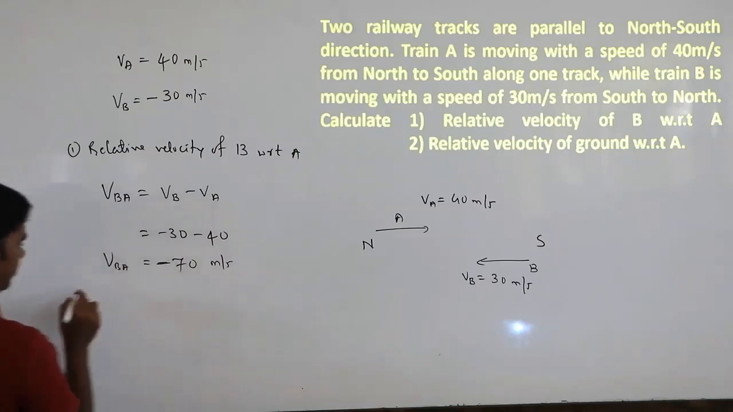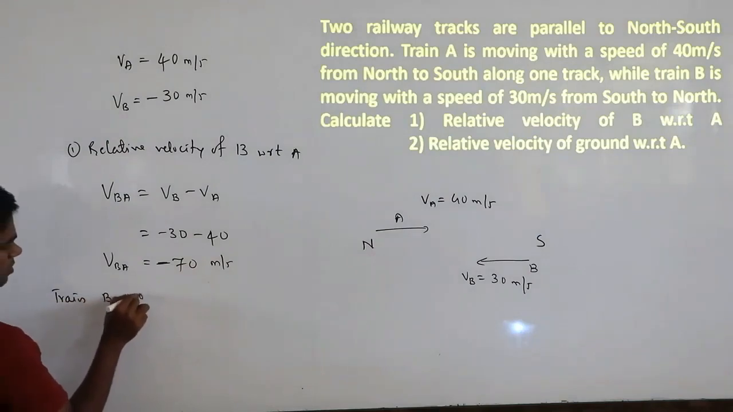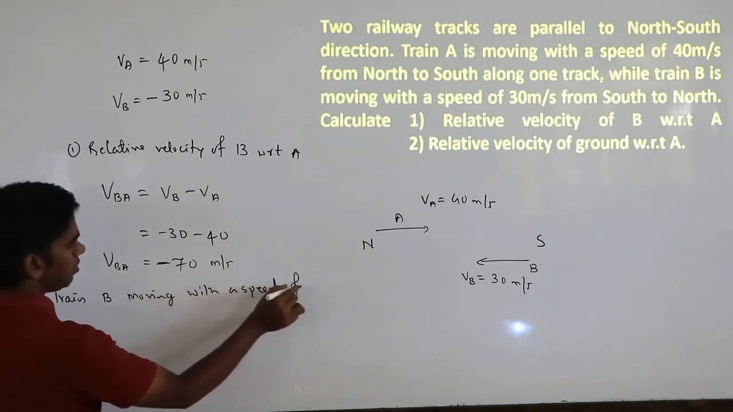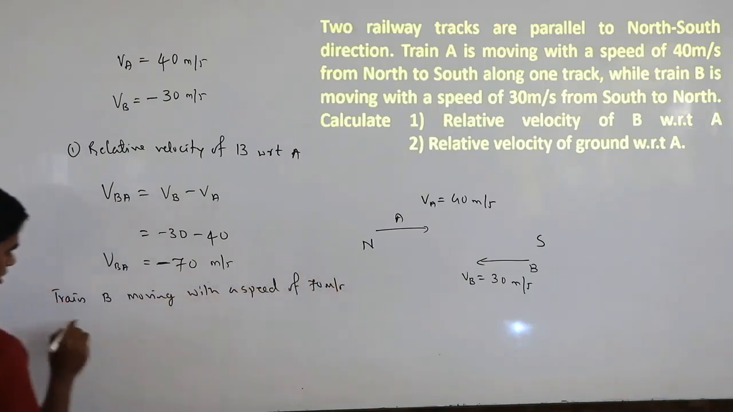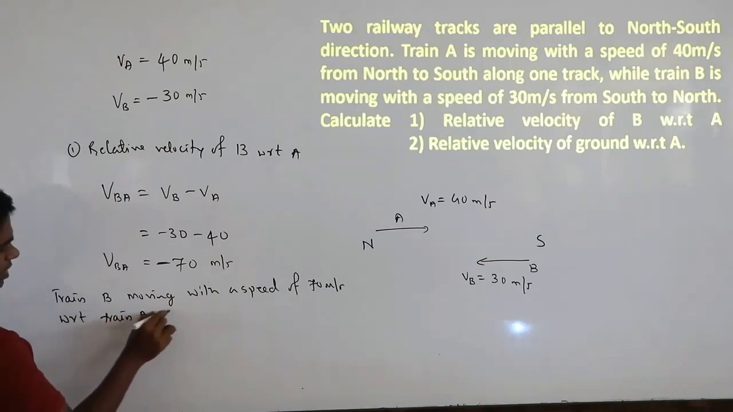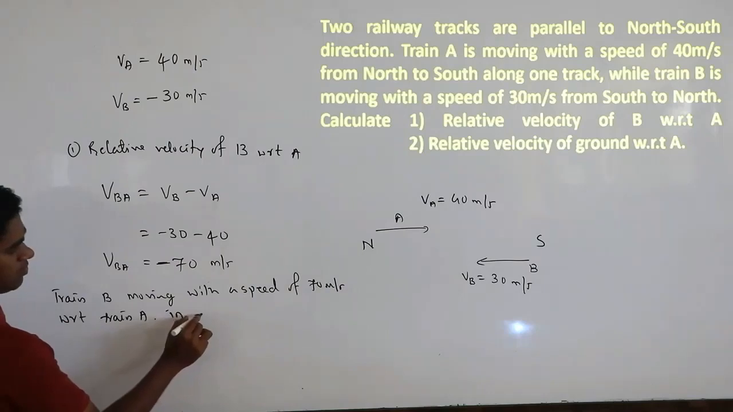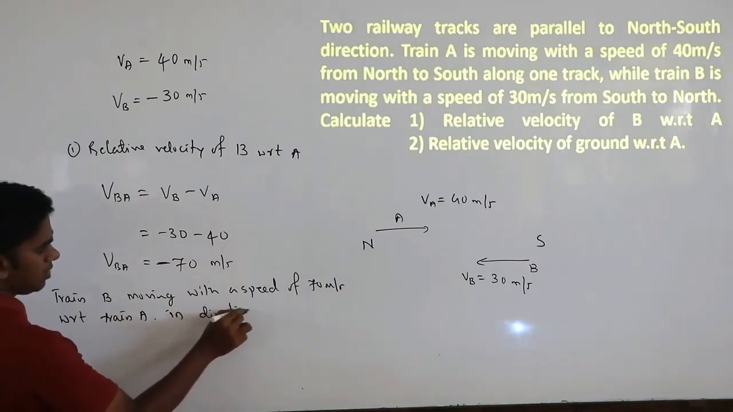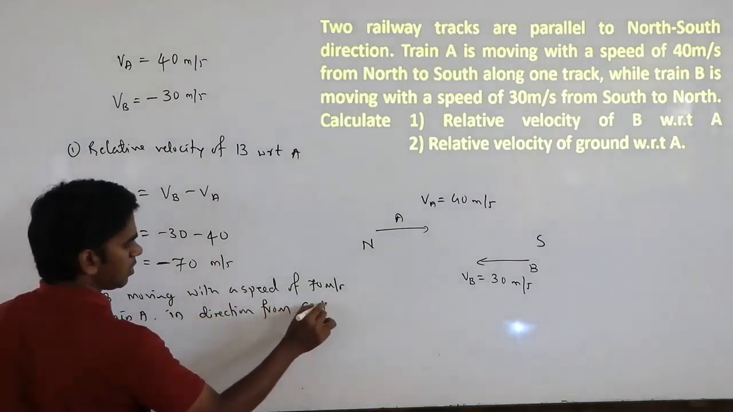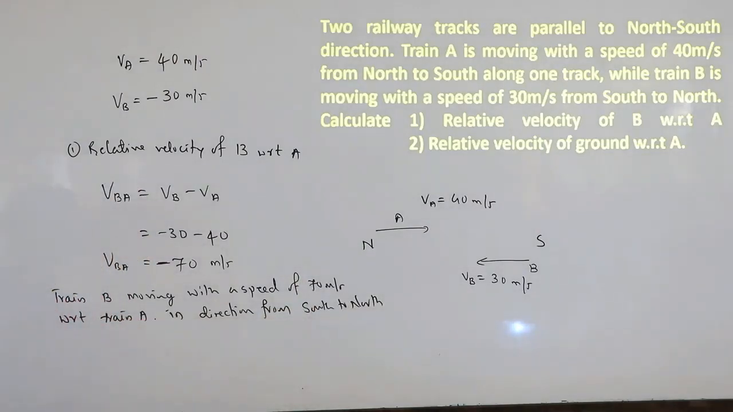So what exactly is its meaning? Train B is moving with a speed of 70 meters per second with respect to train A. I am not taking the negative here, so I will mention the direction: from south to north. This is the solution of the first one.